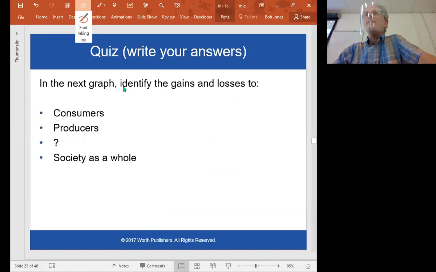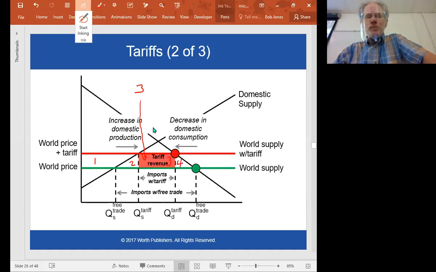In the next graph, and you will have something like this on the exam, identify the gains and losses from the tariff to consumers, to producers, to anybody else, if there's somebody we should take into account, and then to society as a whole. Okay? So here we have the previous graph. Everything's the same except I have numbered these different areas. This is area 1, this is area 2, area 3 is in red here, and this is area 4.